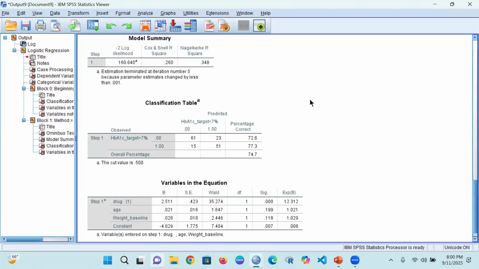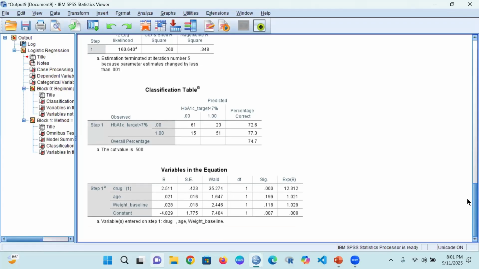So in conclusion of this model, we get that patients on drug are more likely to reach HbA1c target compared to placebo after adjusting for age, also for gender and baseline HbA1c. So we know that each year increases the odds by 4%.